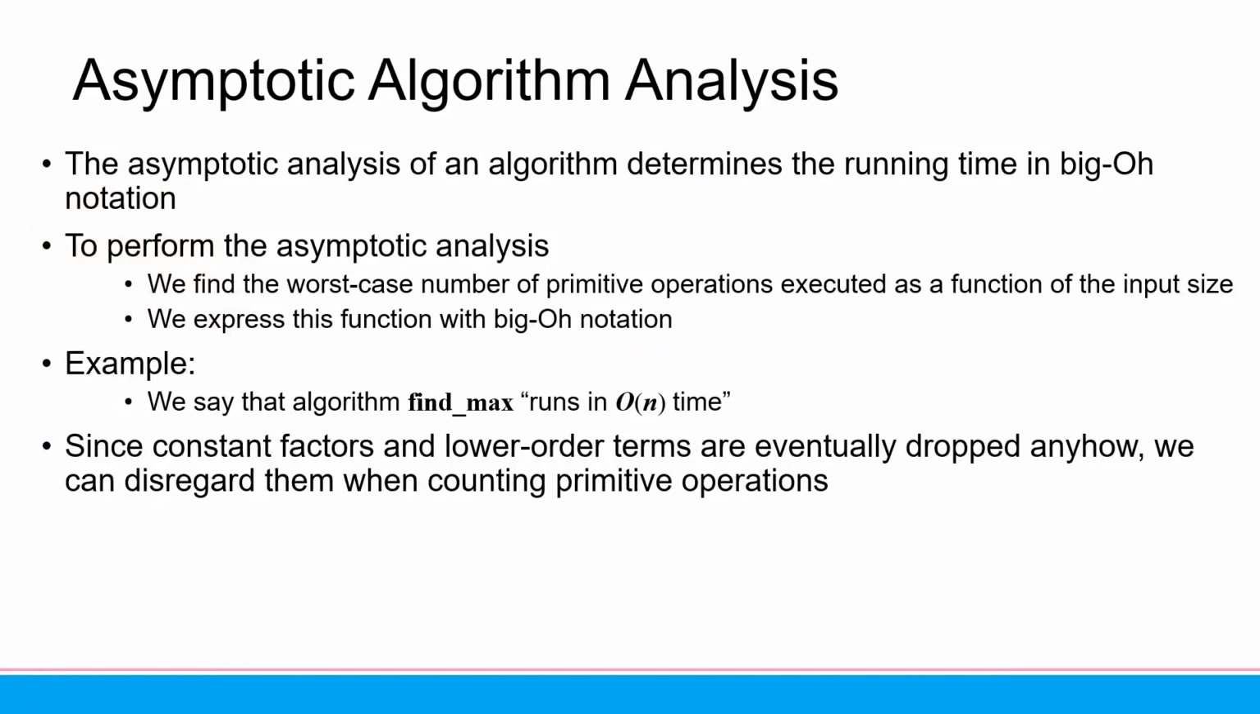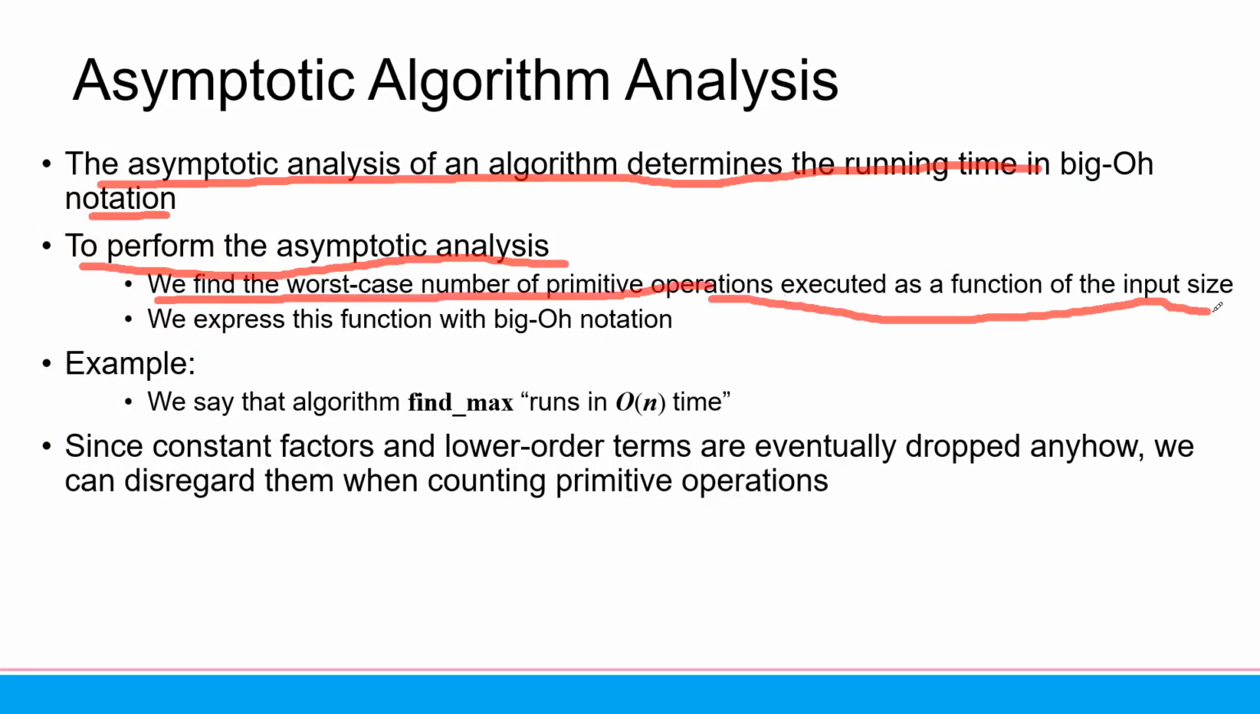So when we do the asymptotic algorithm analysis, last Monday we learned that this kind of analysis, the asymptotic analysis of an algorithm, determines the running time in big O notation. So to perform the asymptotic analysis, first we need to find the worst case number of primitive operations executed as a function of the input size. So we learned about this one, the worst case number of primitive operations.